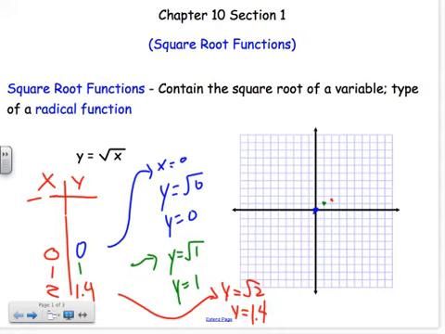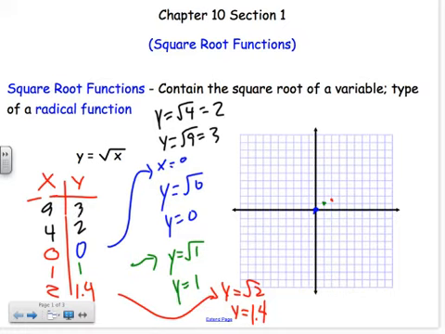So I also could have picked, for example, 4. I could have picked 9. Those would be nice and easy to use, right? Because let me do 4. y equals the square root of 4. That gives me 2. So 4, 2. And if I do 9, y equals the square root of 9, 3. So those are kind of nice to use. So you go 4, 2. And 9, 3. Okay, and it's just going to keep going in that direction.